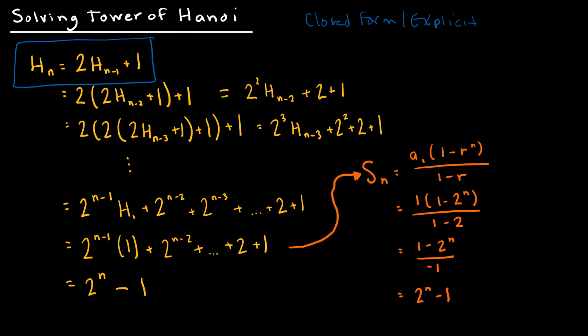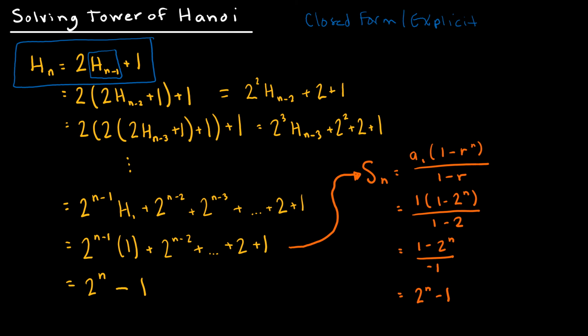This was our recursive definition. To find the next value in the sequence, we take 2 times the value before it, and then we add 1. And if you'll notice, what I've done here is I've said, okay, well, what about this guy? Can I do anything with that?